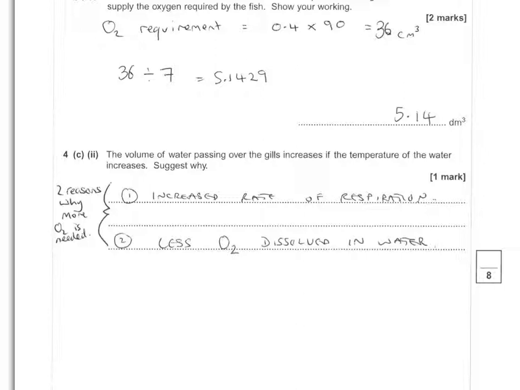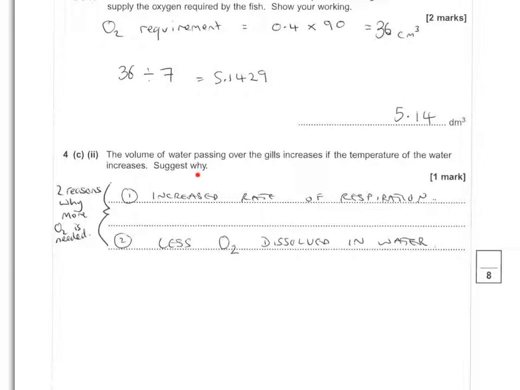This question was fairly tricky. The volume of water increases with temperature, and it asks you to suggest why. So why does more water need to pass over the gills if the temperature increases? It's actually nothing to do with increasing kinetic energy. There's a bit of application here, but because the fish is cold-blooded, its rate of respiration inside it is dependent on the temperature around it. So everything that's not a mammal or a bird, if you increase the temperature, the rate of respiration increases. So that means it needs more oxygen.